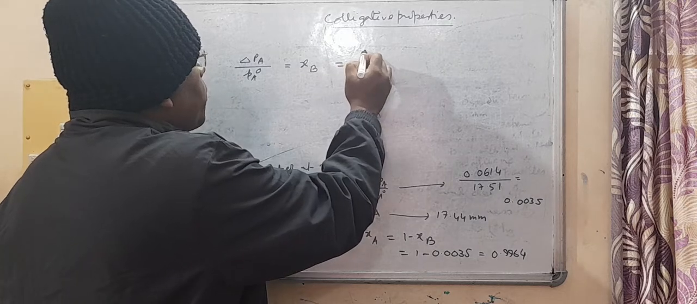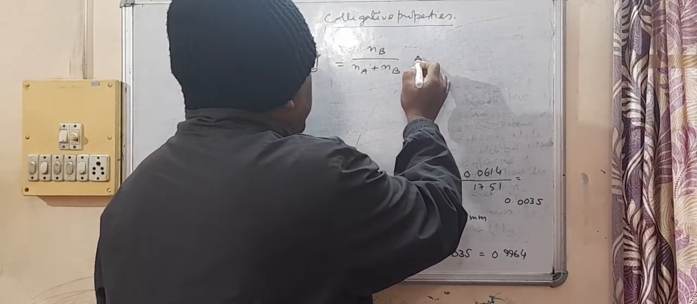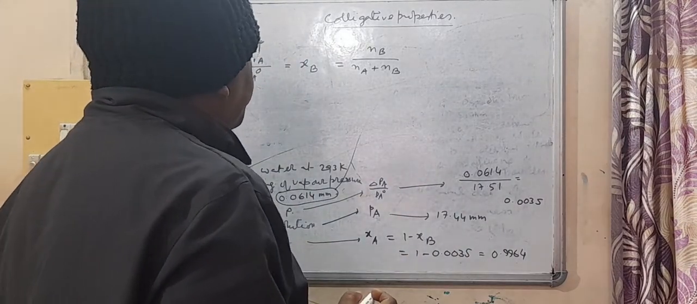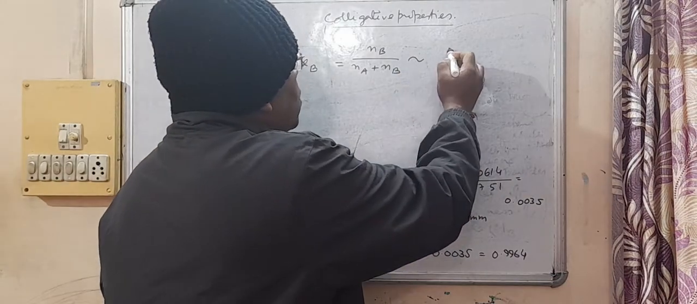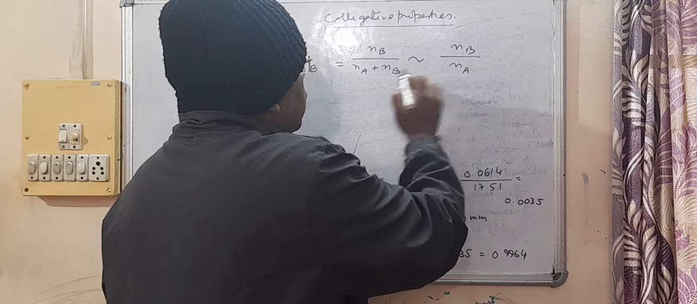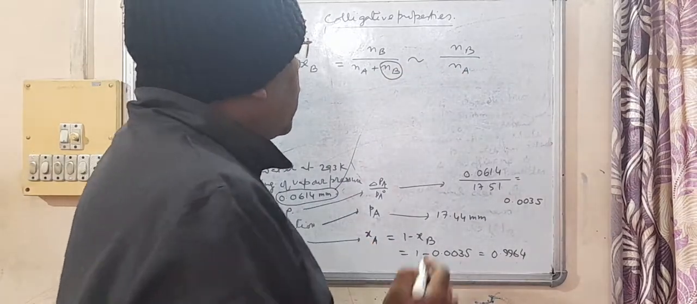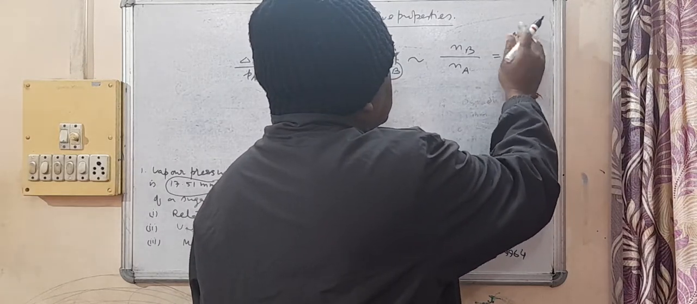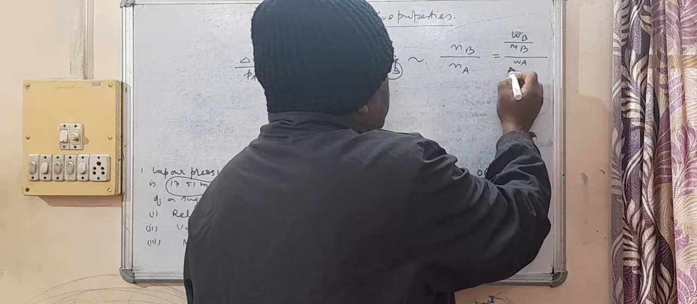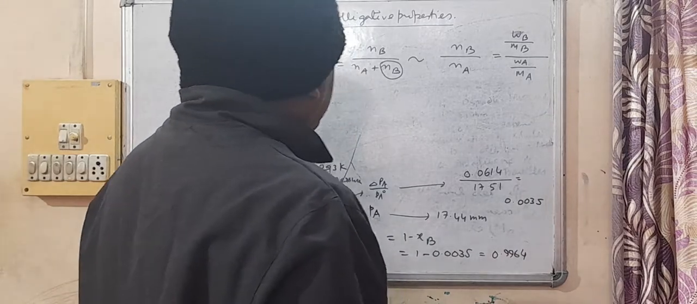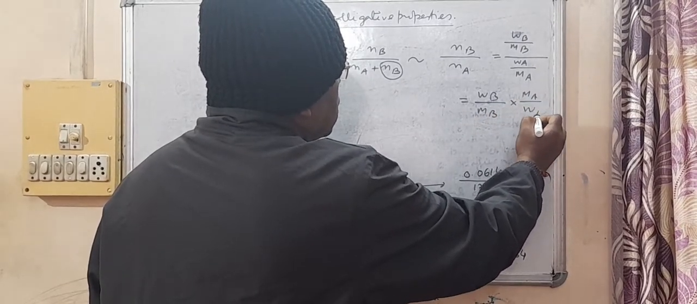So this is equal to Nb by Na plus Nb, and now we do an approximation. We often do approximation here that we write very nearly equal to Nb by Na. That means we ignore this part. And approximately we write it like this. And from here we get mass in gram by molar mass, here also mass in gram of solvent by molar mass, and we get this Wb by Mb into Ma by Wa.